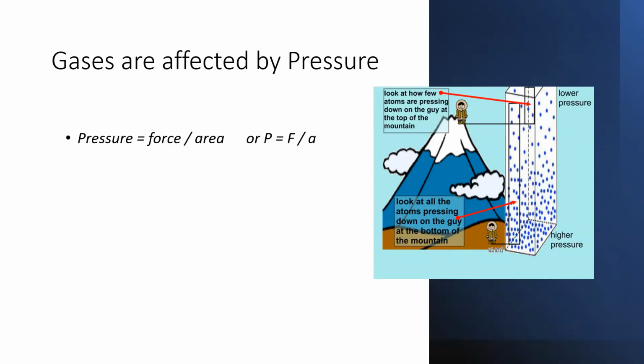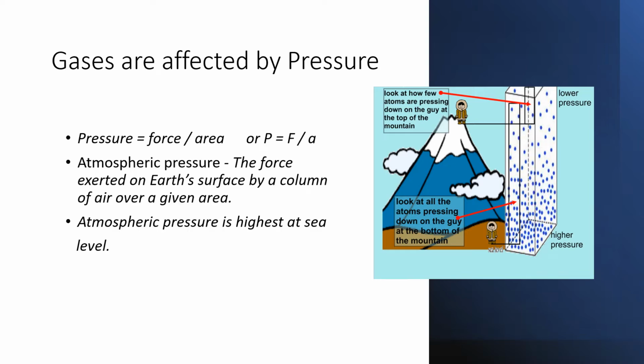Gases can be defined by their pressure, volume, and temperature. In this case, pressure is caused by contact between gas molecules and their container. So atmospheric pressure is highest at sea level, because gravity is strongest at sea level, so it pulls the molecules closer to the surface.